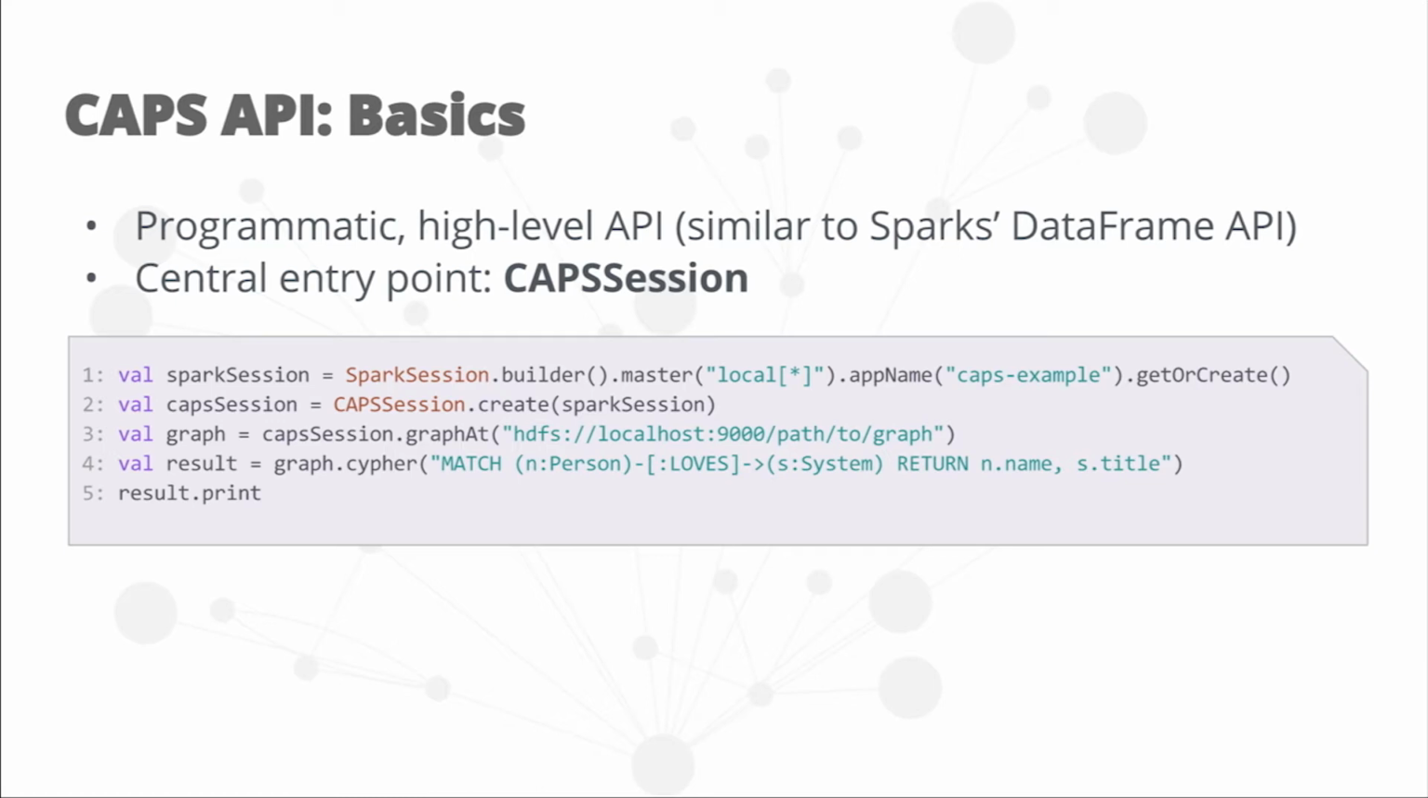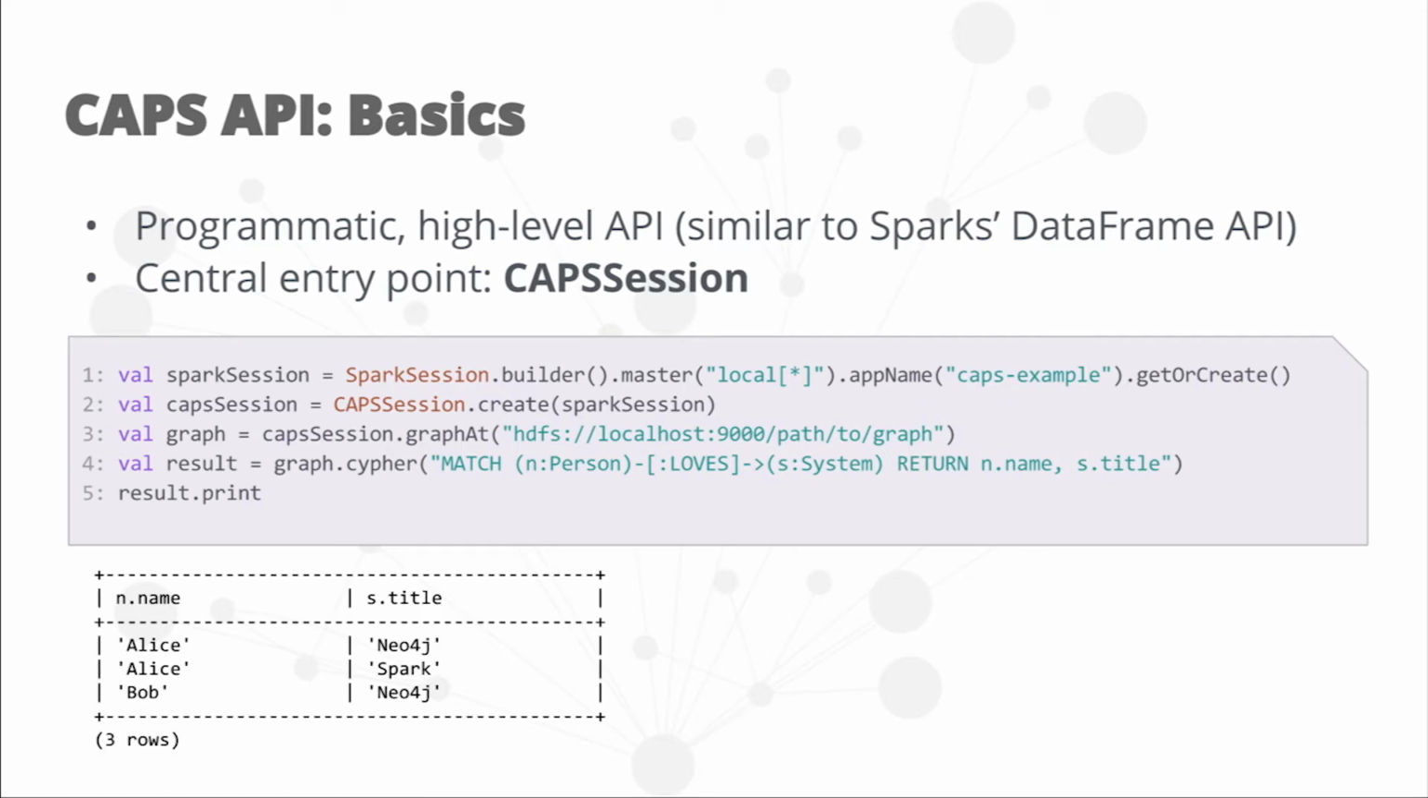And in line 4, this is the first step where we actually trigger the query. So we say graph.cypher, then your well-known Cypher query, and then we say result.print to print what you would expect, basically the same output as in Neo4j.